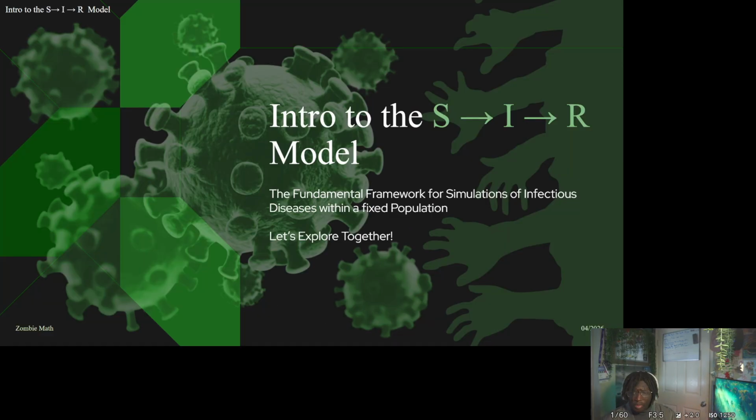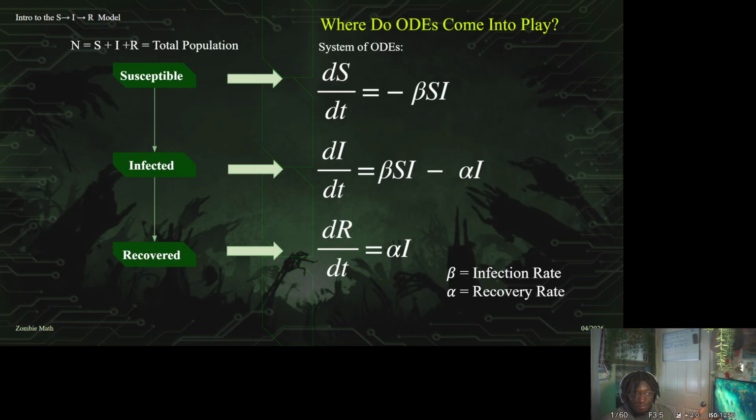Okay, so first off, what is the SIR model? It's the fundamental framework that we have to predict how a virus or disease is going to spread throughout a fixed population, right? Let's see how that's set up. So you have three groups in the standard SIR model. You have susceptible, infected, and recovered, right?